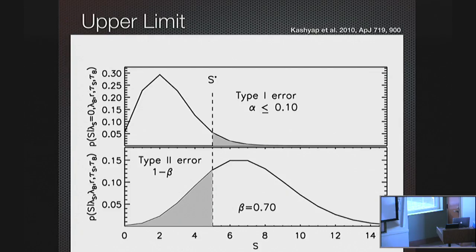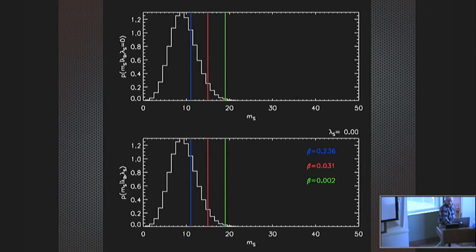And similarly for the true source, you calculate the same probability distribution, and then you ask how much of it falls to the left and to the right. The important thing here is this value of beta, which is the integral to the right of the threshold. So keep an eye on this.